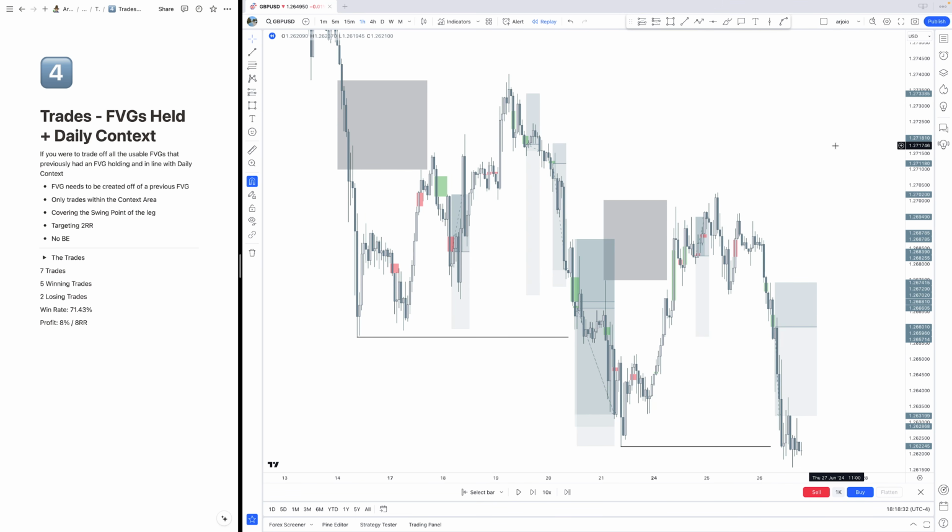So this trading plan is good, but I wanted to test one more thing, because what if we now combine those fair value gaps that held and as well inside that daily context area? Well, then we get to the following trade IDs right here, where we can see we have a lot less trading IDs, but a lot higher probability.